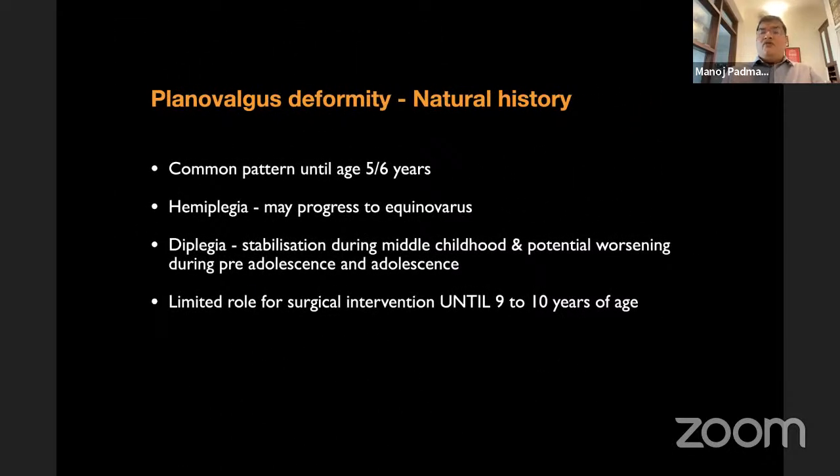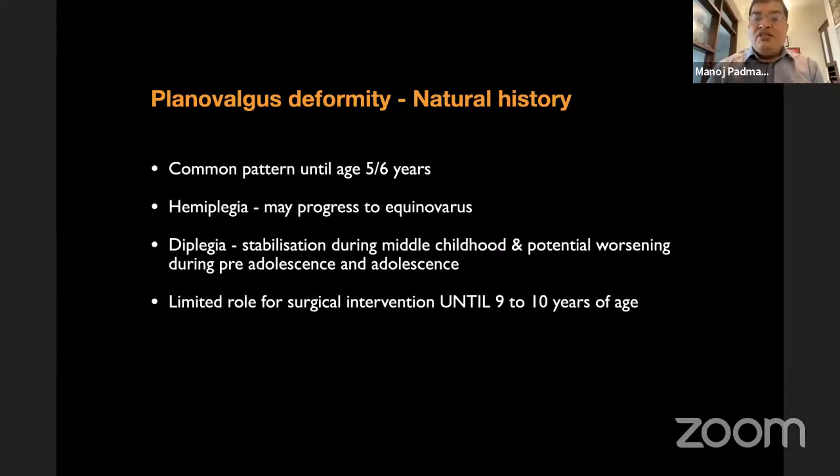What's the natural history of planovalgus deformity? So physiological planovalgus can happen even in cerebral palsy children. That's a common pattern until the age of 5-6 years. You see that most children have a relatively flat foot. And if they go on to develop hemiplegia, the same planovalgus can progress to equinovarus. So one needs to be careful about offering treatment at a very young age because you could exacerbate equinovarus deformity.